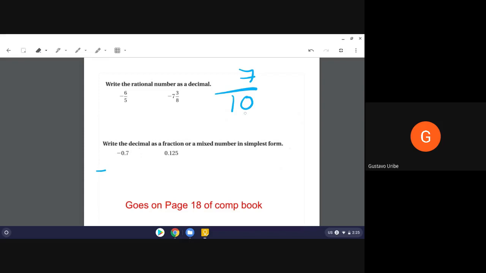This is odd. This is even. 7 is prime, so there's nothing that goes into it. So, and we had a negative in front, so your answer is -7/10. And you're done. It's as simple as that.